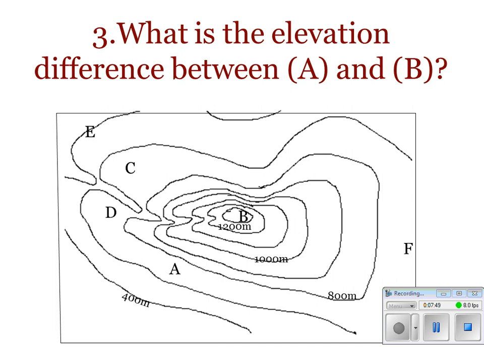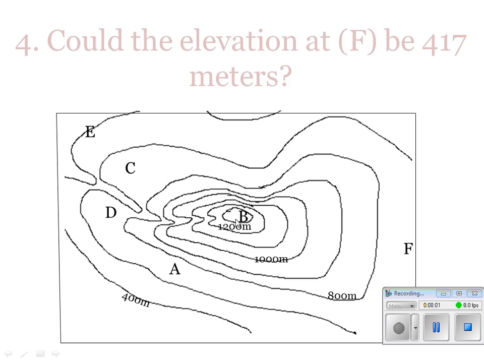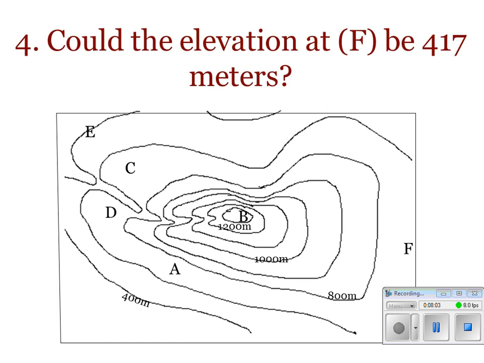Think about the keywords in that question. What does difference mean? Here's A, and here's B. Number 4, could the elevation at F be 417 meters? Here's F. Could it be 417 meters?